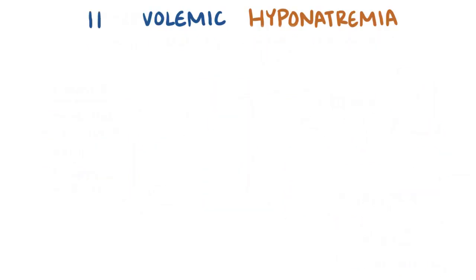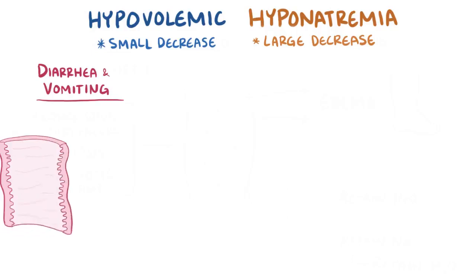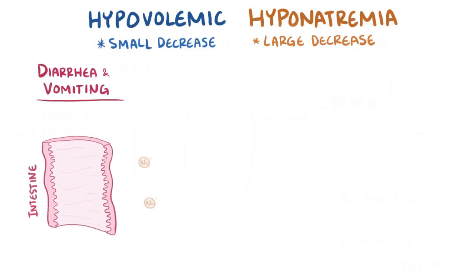The second category is hypovolemic hyponatremia, where there's a small decrease in total body water and a large decrease in total body sodium. In other words, you're losing more sodium than you are water. This can happen in conditions like diarrhea or vomiting, where the cells lining the gastrointestinal tract actually pump sodium ions into the digestive juices, but then those ions don't get reabsorbed because the undigested food and the digestive juices are just tossed from the body.